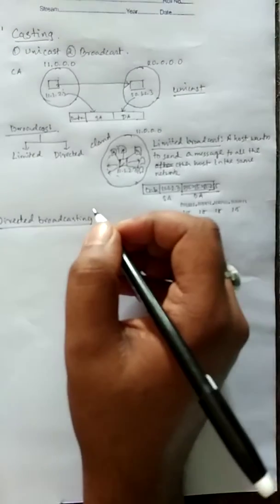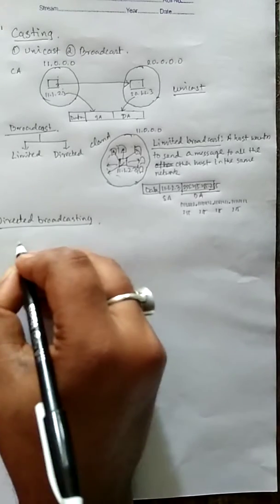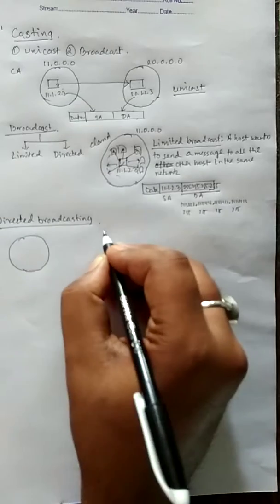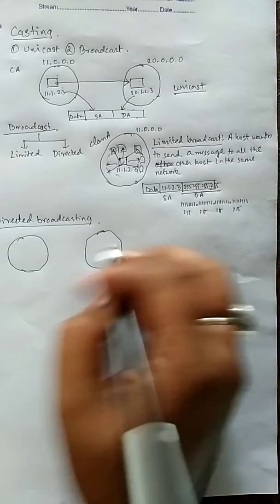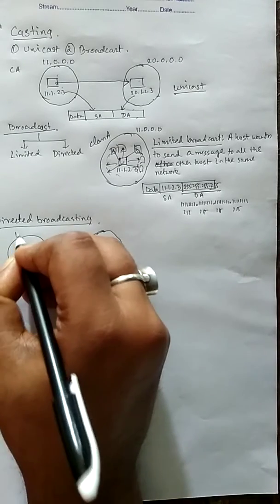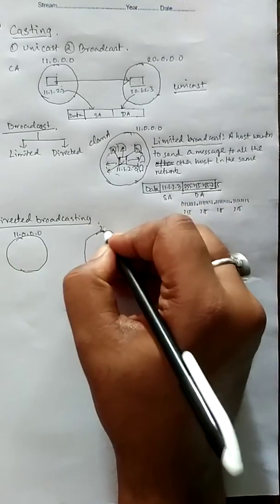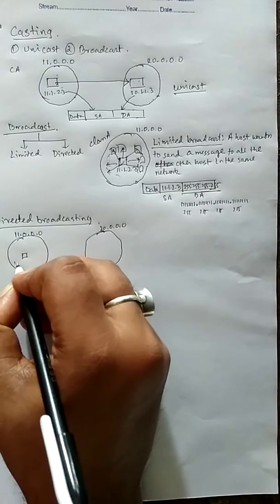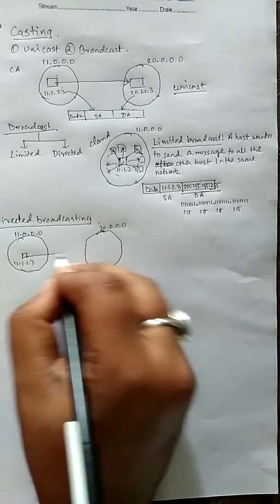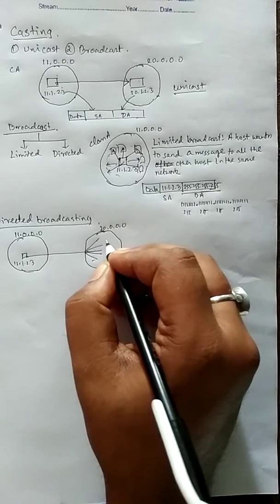So what is directed broadcasting? Let us draw the figure first. This is one network, this is another network. Here it was in the same network, now two different networks are there. Let us consider the network address of this particular network is 11.0.0.0, and this is 20.20.20.20. Now this is one host, suppose it is 11.1.2.3. This host wants to send some information to all other hosts in the other network.